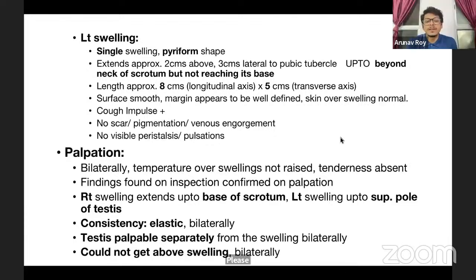On palpation bilaterally, the temperature over the swellings was not raised and tenderness is not present. Findings found on inspection were confirmed on palpation. The right swelling extends up to the base of the scrotum, whereas the left swelling extends up to the superior pole of the testis. The consistency of both the swellings is elastic bilaterally. The testis could be palpated separate from the swelling, and it was not possible to get above the swelling bilaterally.